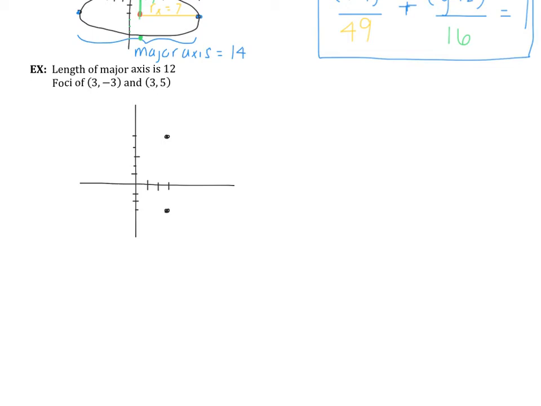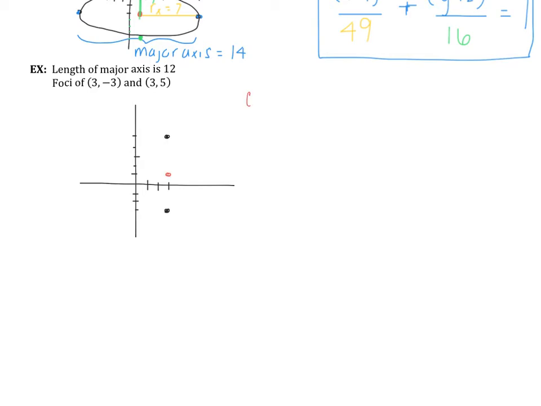Well, that means my foci are going to be on the line x equals 3, because the major axis needs to be on the same line as my foci. But I don't know where to start. I mean, it is 12 units long, but I need to first find my center. Well, it's going to be right in between my foci. And because my foci are 8 units apart, I know it's going to be 4 inwards. So it's really going to fall at (3, 1). That is my center.